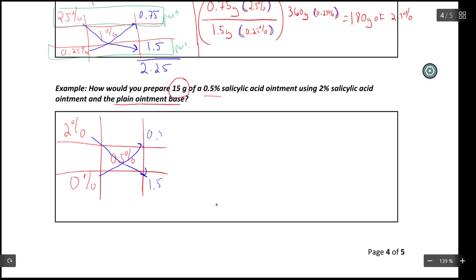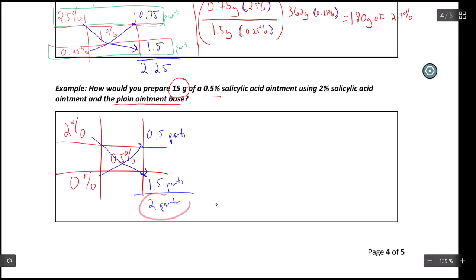These have units of parts, right? Add up our total parts. 1.5 plus 0.5, 2 parts total. Now, this says we want to prepare 15 grams of this. As previously stated, we need 0.5 parts, or 0.5 grams of the 2% every time we have 1.5 of the 0. That's the relationship between the two of them. But we want now the total parts. We need this because we are being asked to make something.